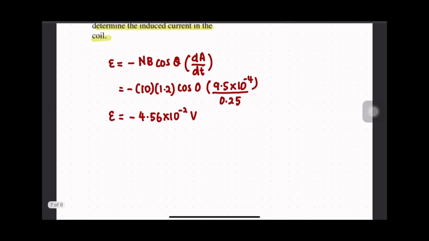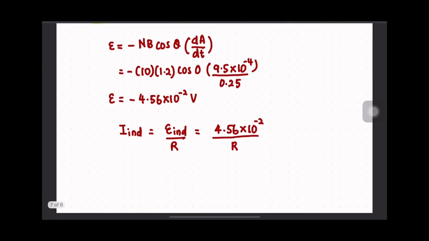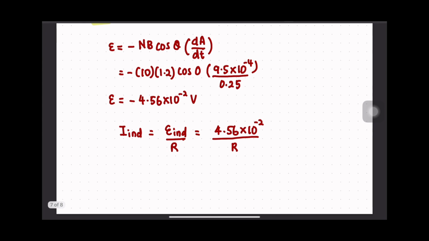So nak cari induced current, I induced sama dengan induced EMF divided by R. So induced EMF tadi 4.56 times 10 to the power of -2 divide by R. Ni tak payah masuk nilai negatif lah sebab negatif tu hanya untuk induced EMF saja. Jadi untuk kira induced current, you just ignore the sign of induced EMF. So 1.9 times 10 to the power of -2 ampere.